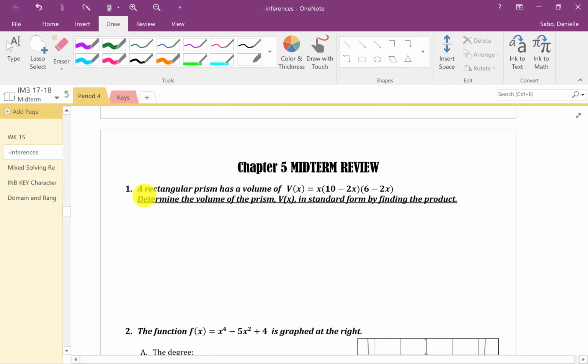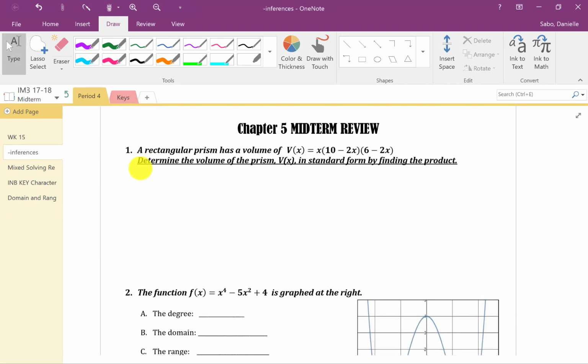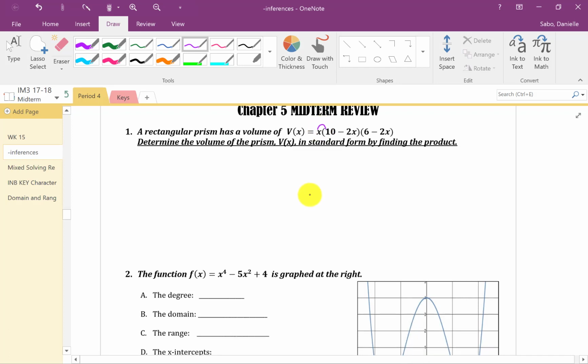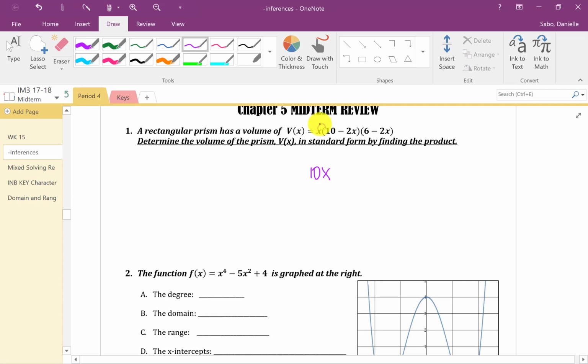All right, now let's flip to chapter 5. A rectangular prism has a volume of this. Determine the volume of the prism in standard form. This is when we were just multiplying. Lots of multiplying. I think you guys have gotten so much better at this. The first step you want to do is just distribute this x into both of them. So I have 10x. Then I have x times negative 2x, which gives me a negative 2x squared. That's still going to remain in parentheses, but I have to bring down my 6 minus 2x because I've done nothing to it yet. Well, now we're going to keep going.